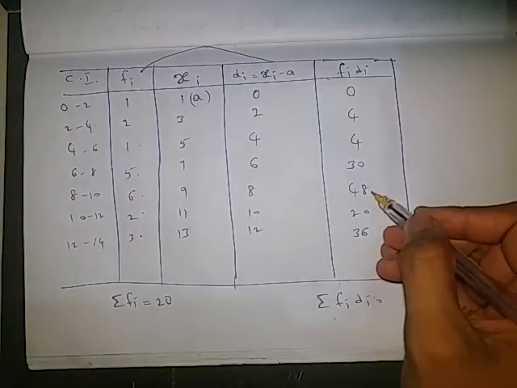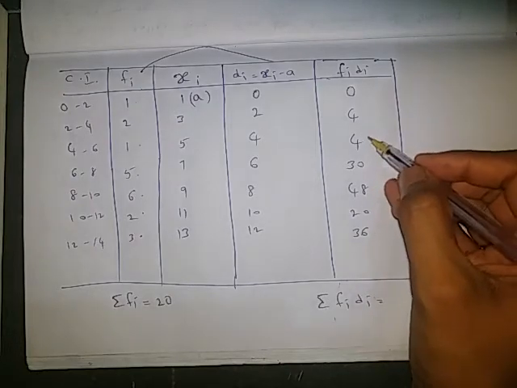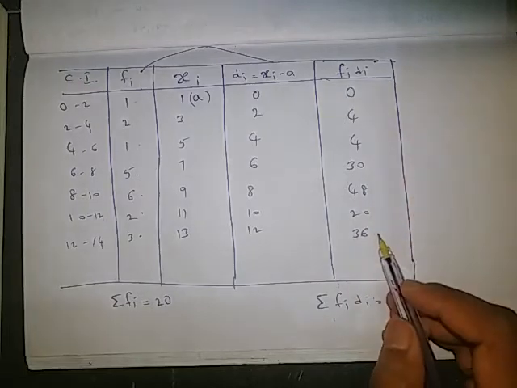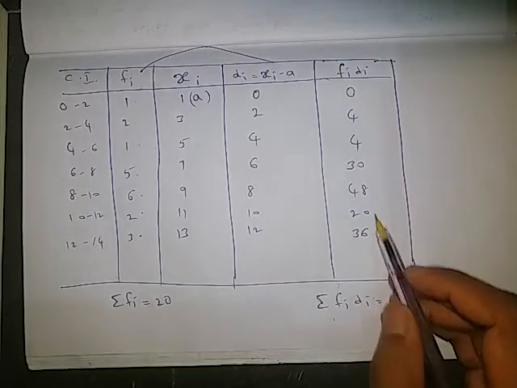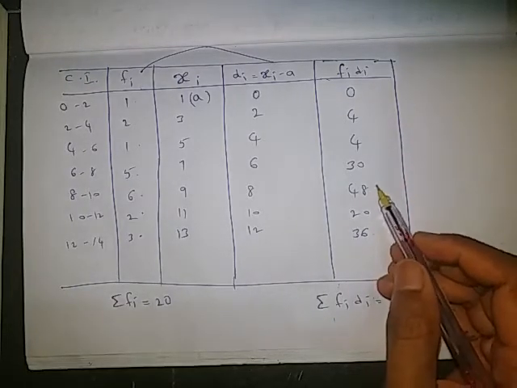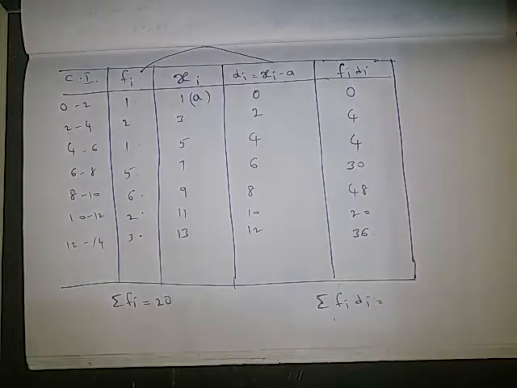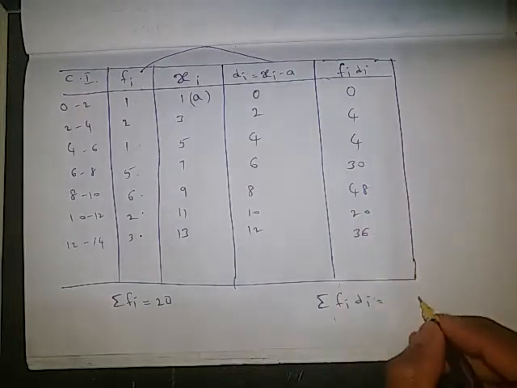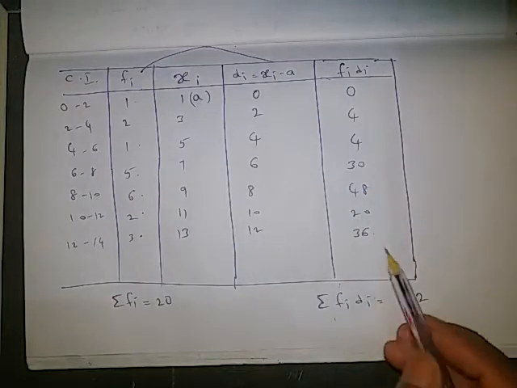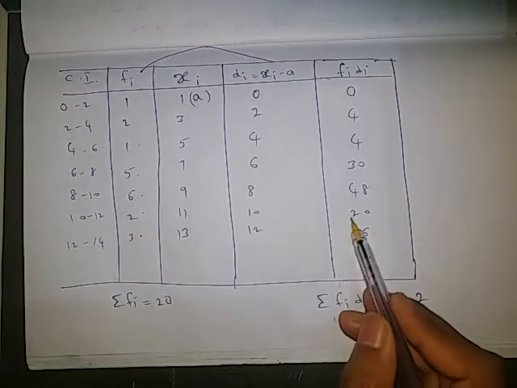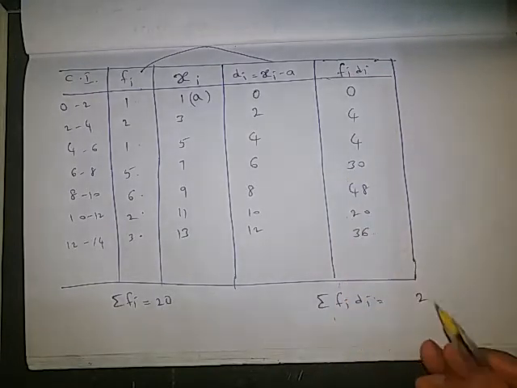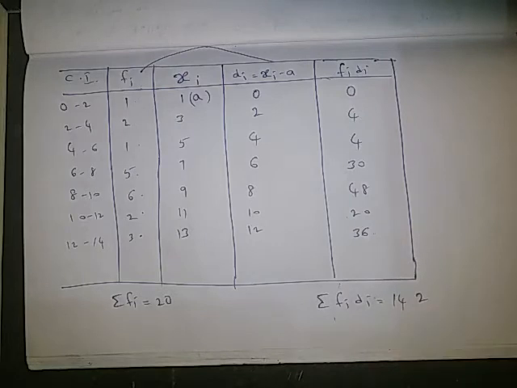6, 14, 18, 22. 6 plus 8, 14, 14 plus 8, 22. So 22 means 2 here and 2 carried over. So 2 plus 3, 5 plus 2, 7 plus 4, 11 plus 3, 14, so 142. Sigma fi di is equal to 142.